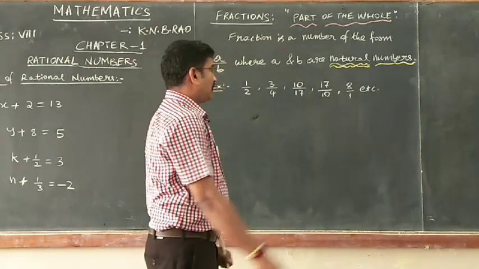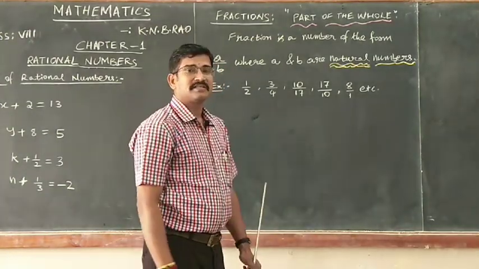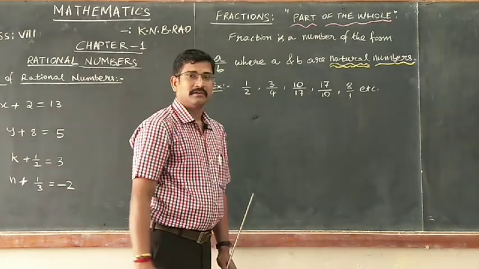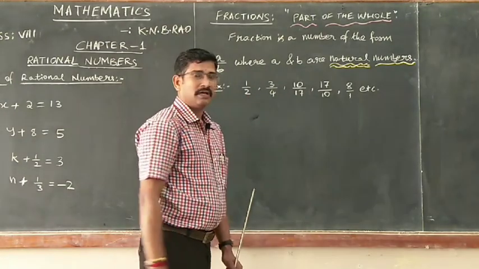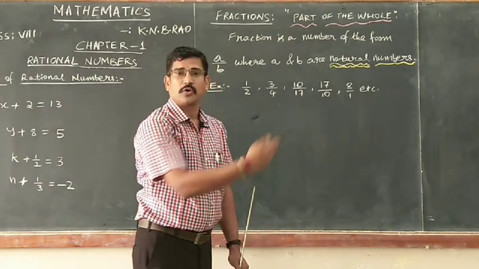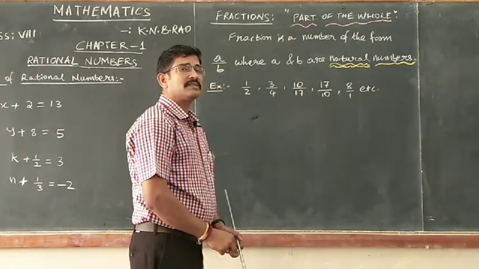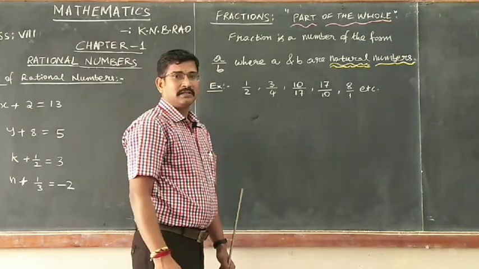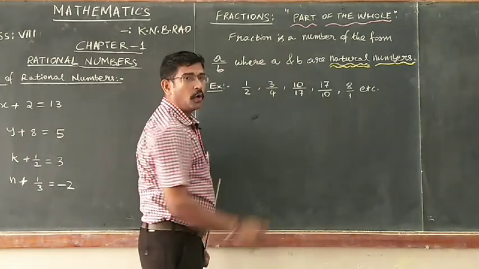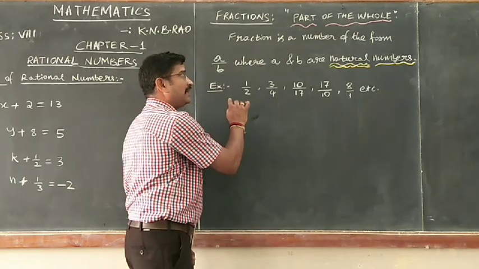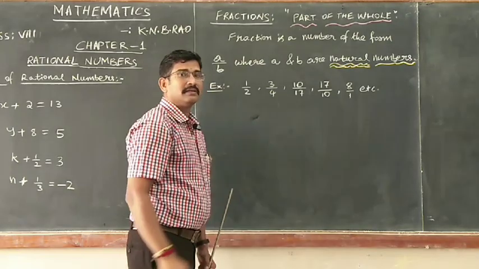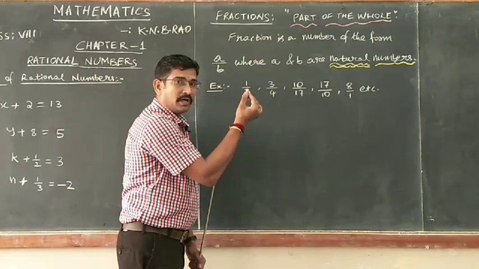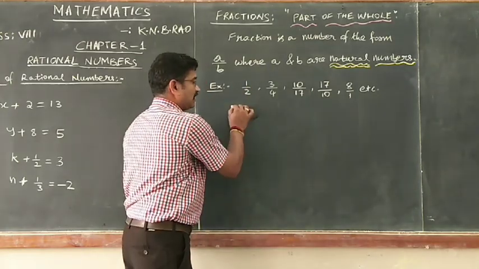Children, examples for fractions I gave you: half, 3 by 4 and 10 by 17 and so on. Try to understand the meaning of this half, part of the whole. I will explain with the help of this example. Half, 1 by 2.